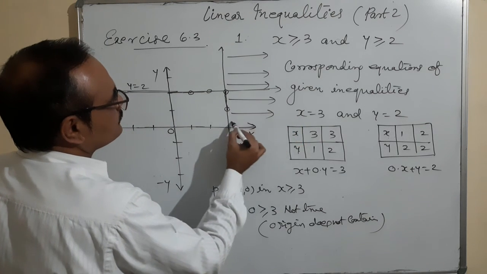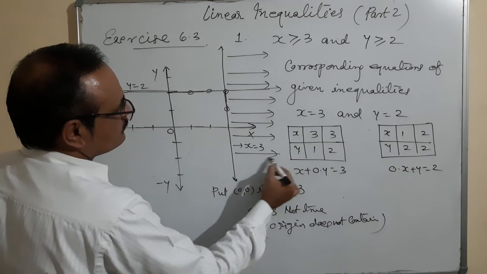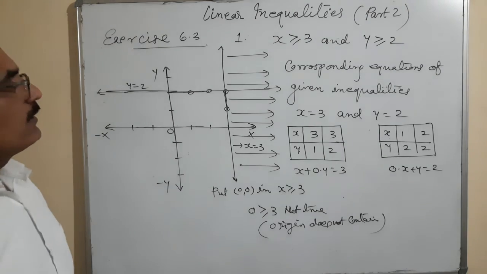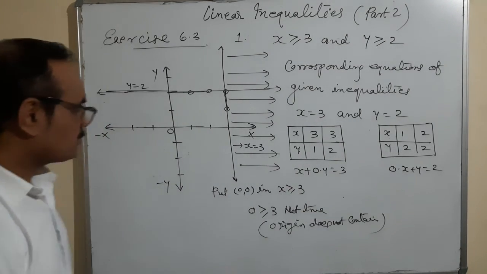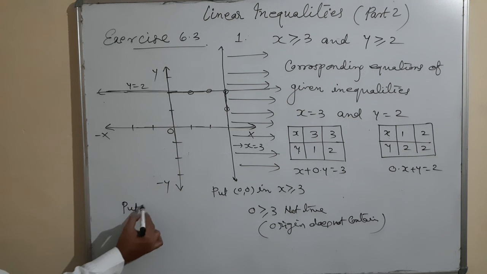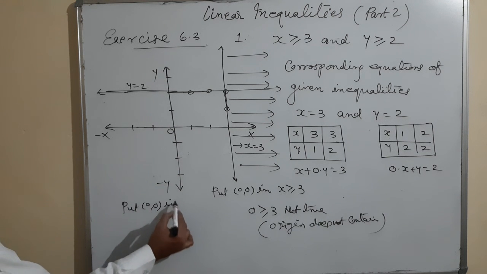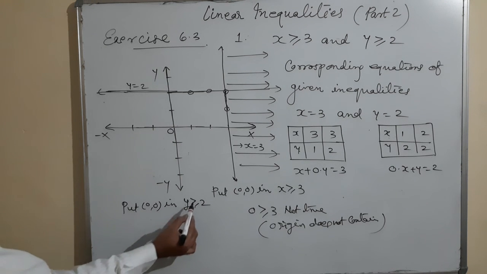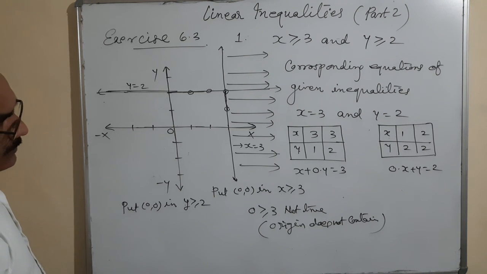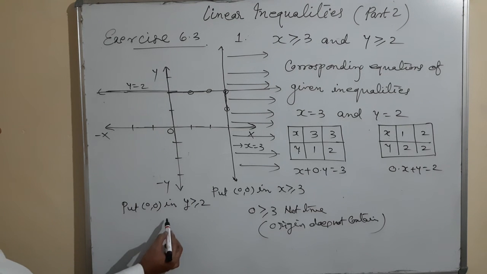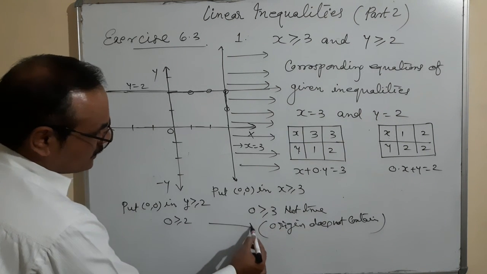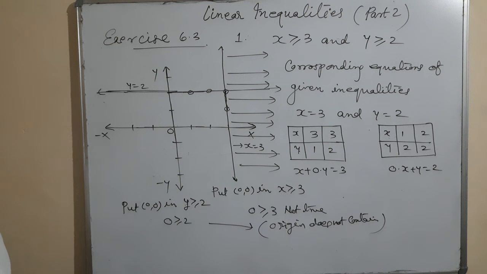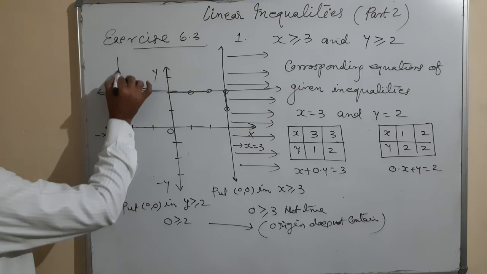Is that okay? And second, put 0, 0 in y is greater or equal to 2. What happens? In place of y, again I put 0. 0 is greater or equal to 2. What does it mean? Origin does not contain. Here also origin does not contain. So that means away from it.